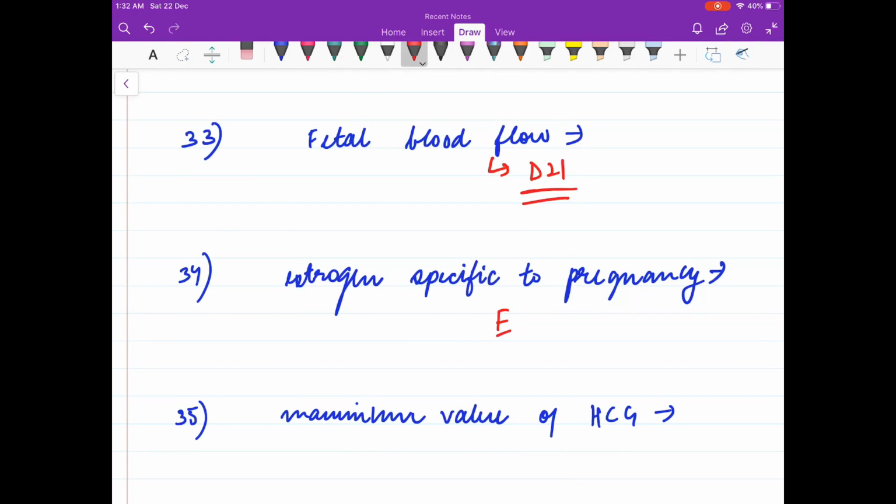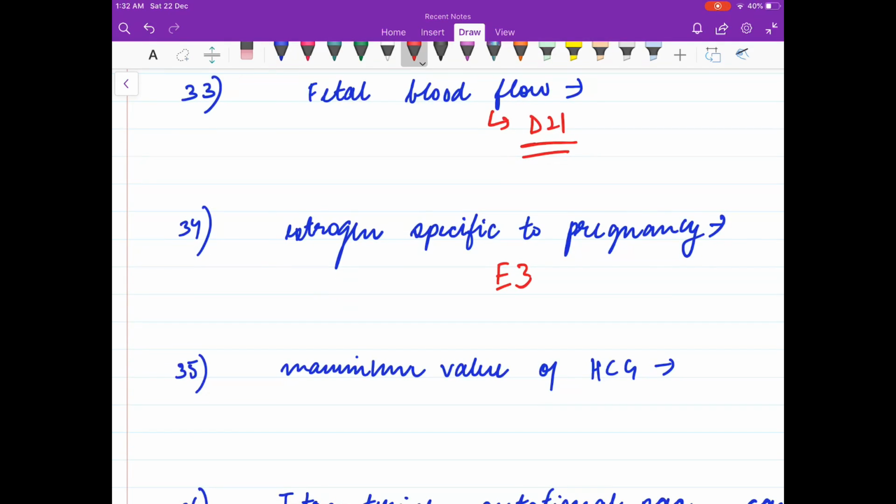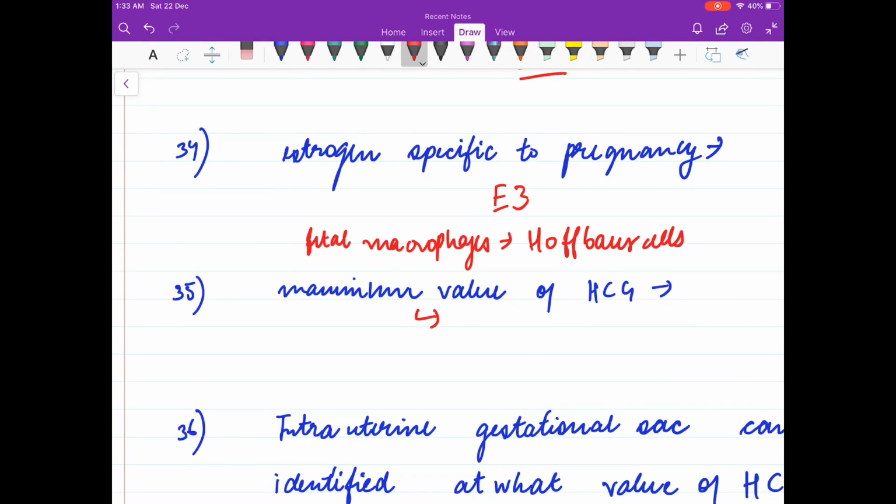Estrogen specific to pregnancy is estriol. What is the name for fetal macrophages? Fetal macrophages are known as Hofbauer cells. Maximum value of HCG is seen at 10 weeks, and it is minimum at 16 weeks.